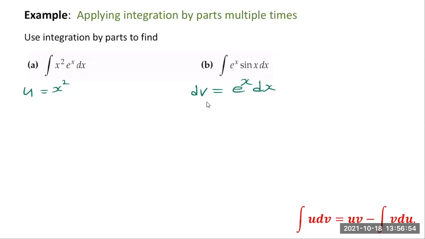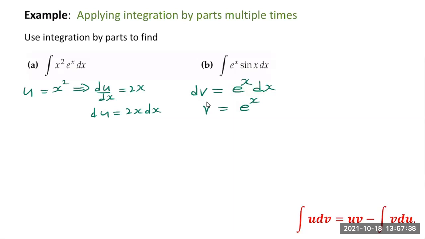So now from this, I immediately get du over dx is equal to 2x. That means du is equal to 2x dx. You send this dx to the other side. So you get du is equal to 2x dx, and then you anti-differentiate both sides of this equation, or in other words, you integrate both sides of the equation to find your v. That will give you v is equal to e to the power x. Of course, the integration of e to the power x dx is e to the power x. So we have everything we need to go with the integration by parts formula.